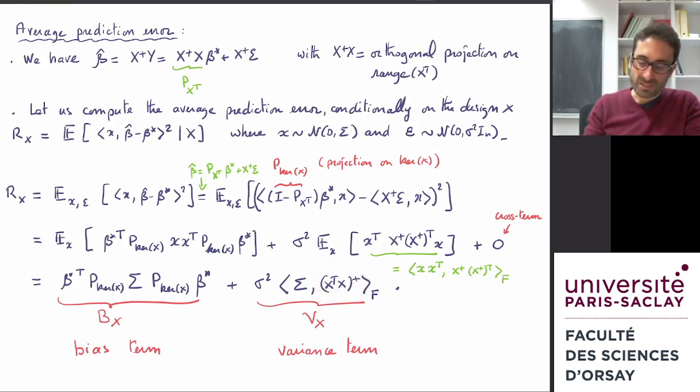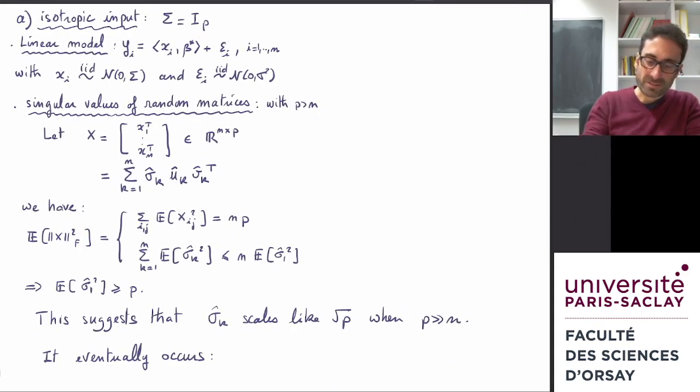For this, we need to understand how X transpose X behaves. We have done some non-rigorous computation in two specific cases. One is the isotropic case, where sigma is the identity, and the other one is the spike model that I will describe later. First, let us start with the isotropic input.